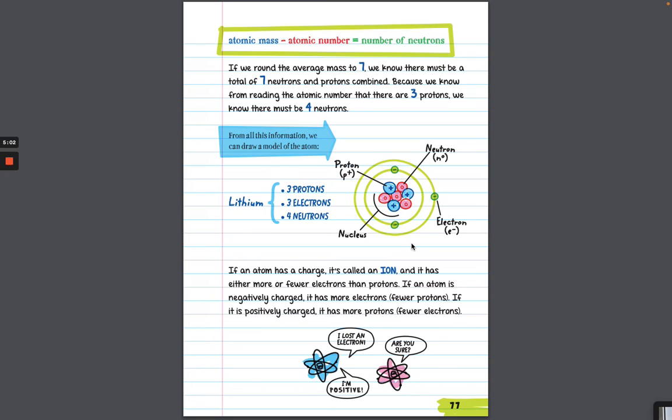If an atom has a charge, it's called an ion, and it has either more or fewer electrons than protons. If an atom is negatively charged, it has more electrons, fewer protons. If it's positively charged, it has more protons or fewer electrons.